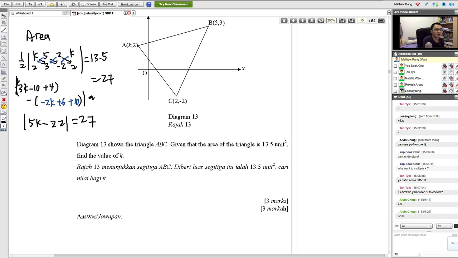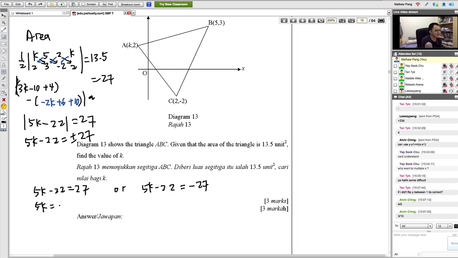Now you have some problem here because you have the modulus and you have a 27. How do you expand the modulus? So you just remember something. If you open up the modulus, you will get the positive and negative on the other side. Therefore I have two possibilities here: 5K minus 22 equals 27, or 5K minus 22 equals -27. So I will solve both.